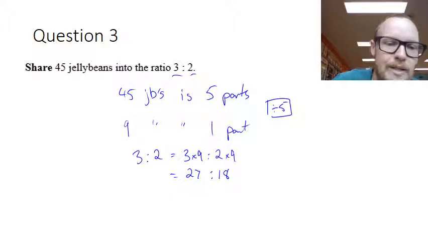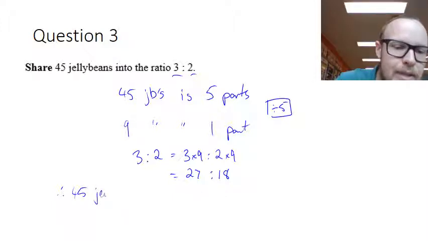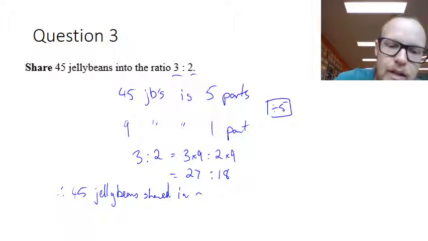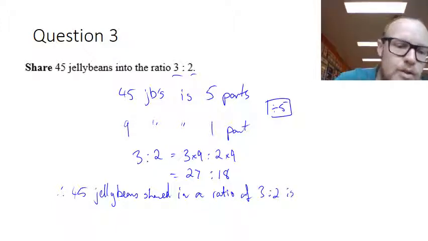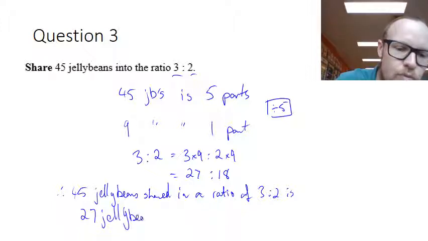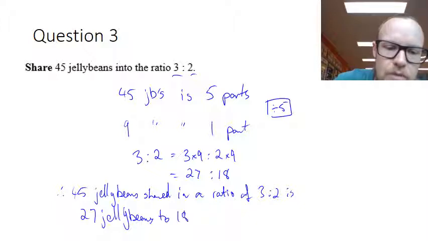So we can have a final statement and say, therefore, 45 jelly beans shared in our ratio of 3 to 2 is 27 jelly beans to 18 jelly beans.